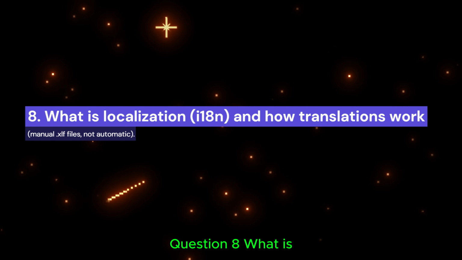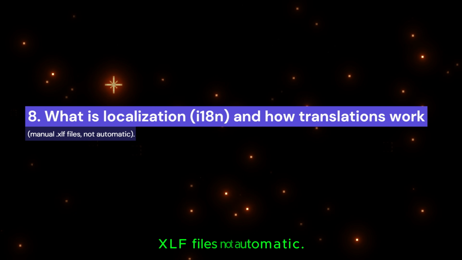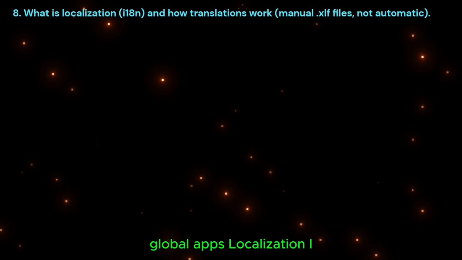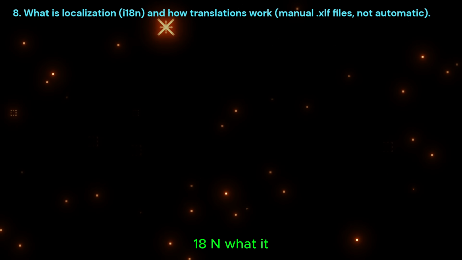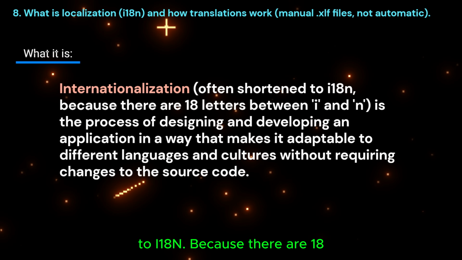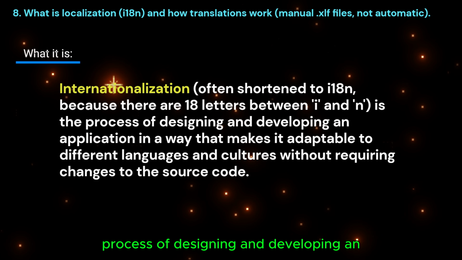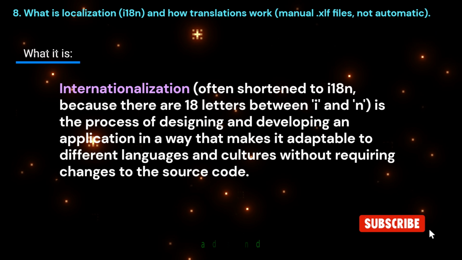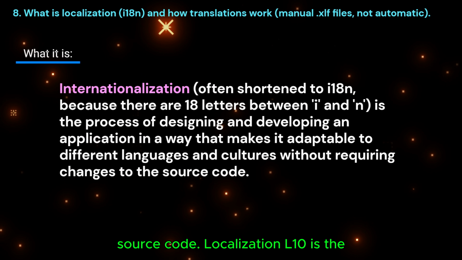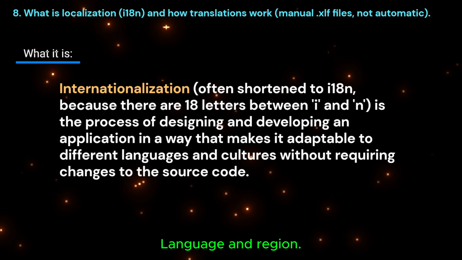Question 8. What is localization I18N and how translations work? Manual .xlf files, not automatic. This is essential for global apps. Localization I18N. What it is? Internationalization, often shortened to I18N because there are 18 letters between I and N, is the process of designing and developing an application in a way that makes it adaptable to different languages and cultures without requiring changes to the source code. Localization L10N is the process of adapting an internationalized application for a specific locale, language, and region.